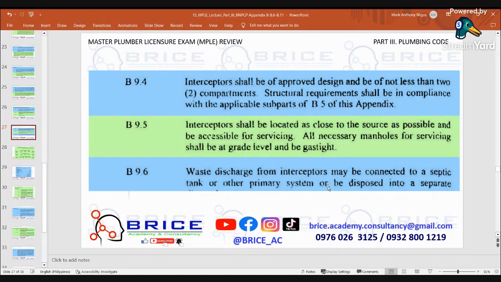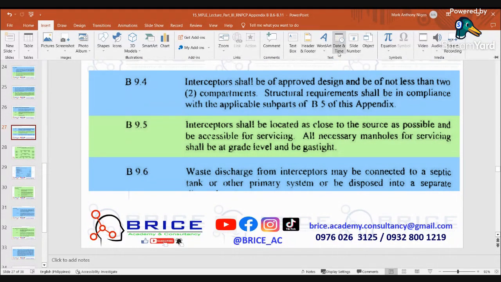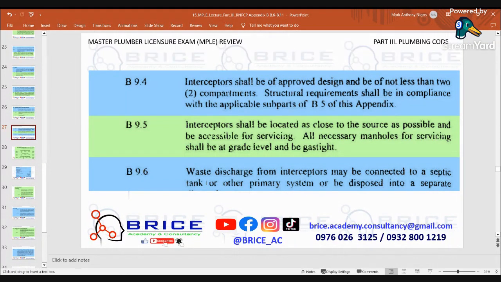Waste discharge from interceptor may be connected to a septic tank or other primary system or be disposed into a separate disposal system.